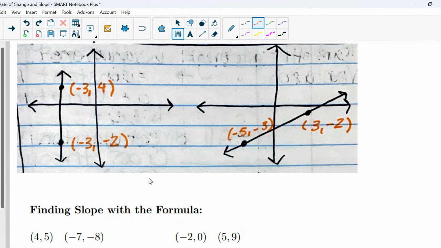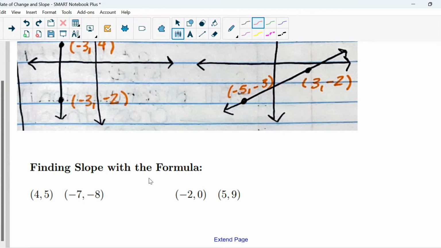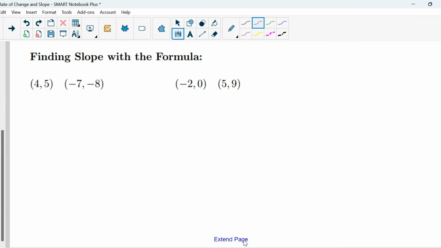Okay, the last thing that we need to cover here is finding slope using the slope formula. Okay, this is probably the most important way that you know how to find slope. Okay, just a reminder, our slope formula is m equals y2 minus y1 over x2 minus x1.